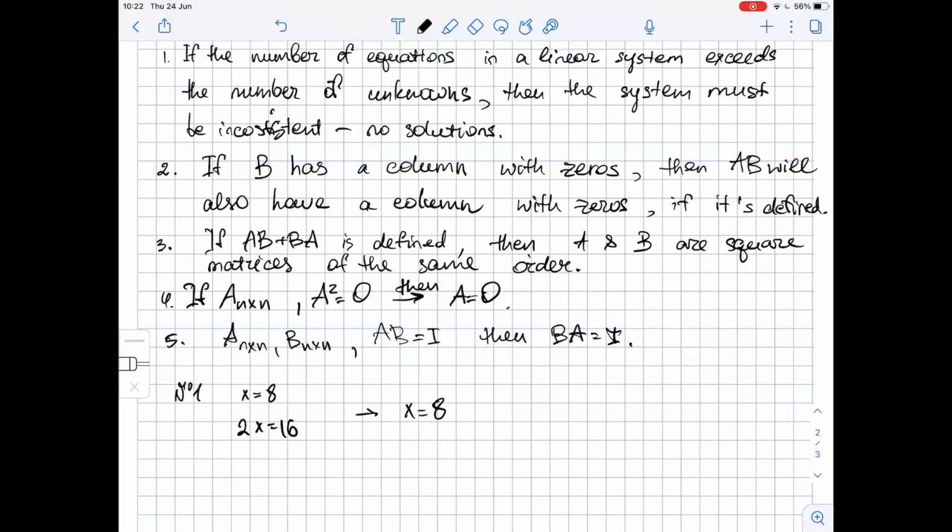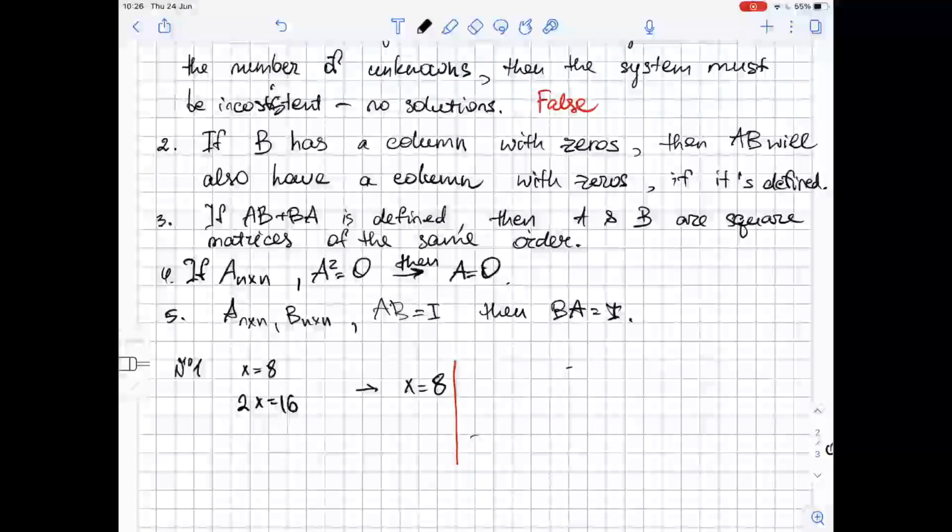But this system proves that our statement is false because it's not compulsory that if the number of equations in a linear system exceeds the number of unknowns, the system must be inconsistent. In this example, the number of equations is 2 and the number of variables is 1. That is, the number of equations exceeds the number of variables, but the system is consistent. So number 1 is false.